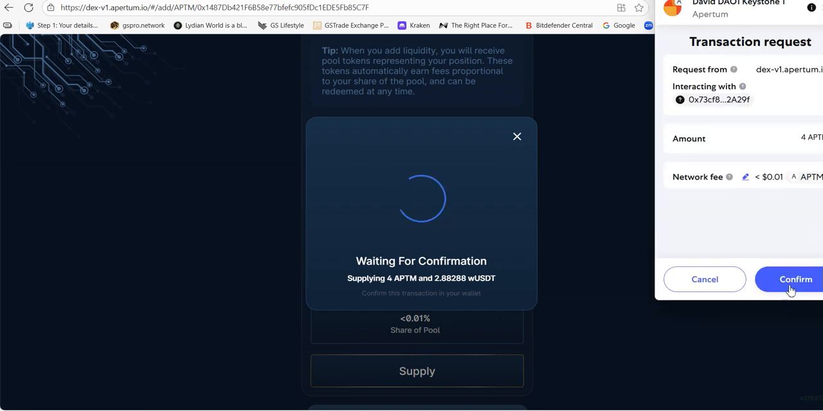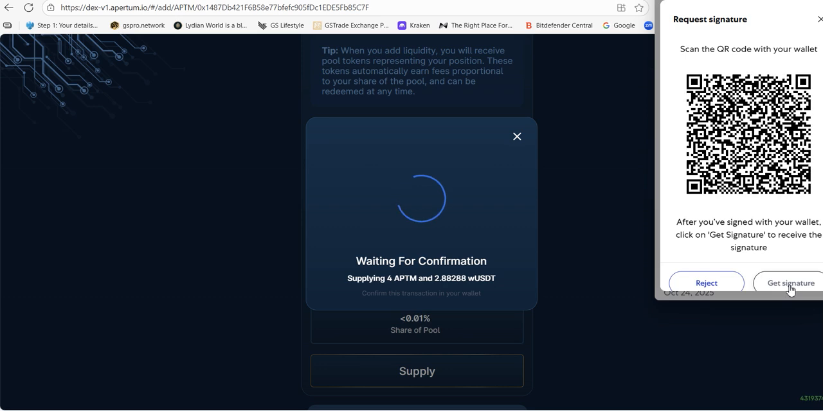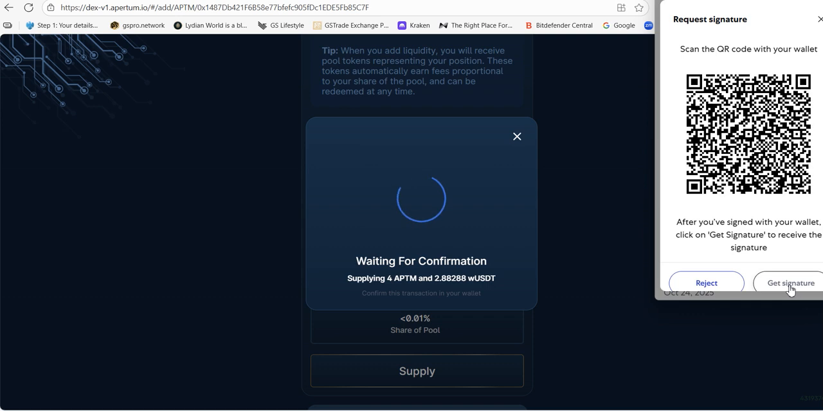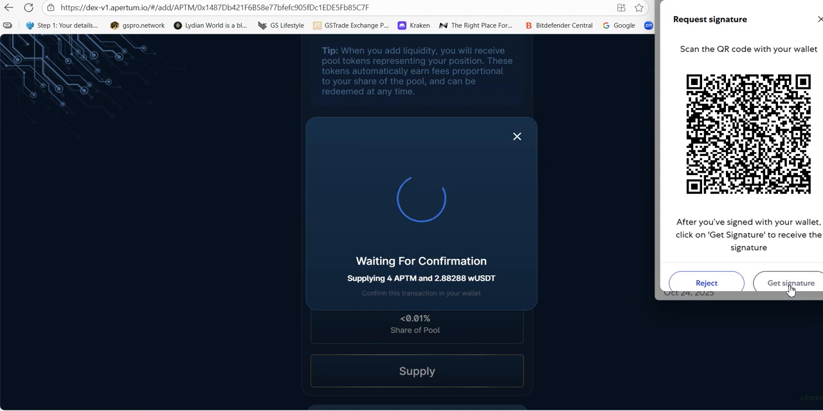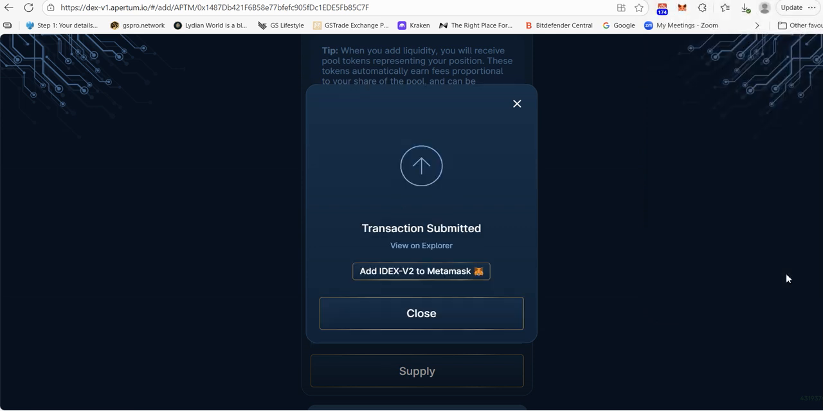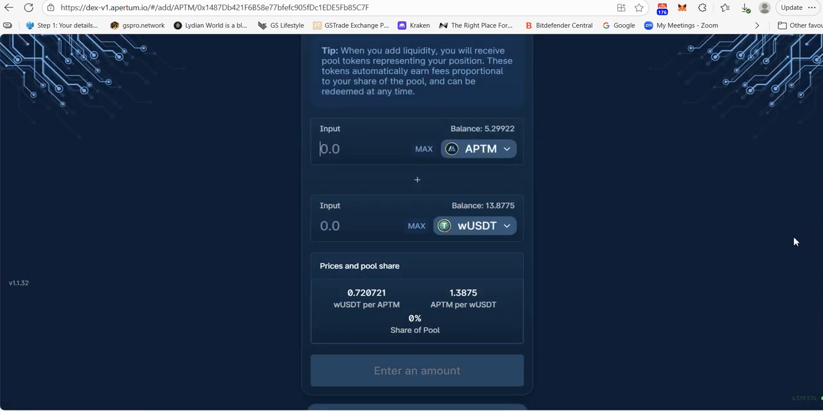I do have a little security device called a Keystone. If you don't have one, I would suggest you get one. It protects your funds. So I've just got to scan this quickly, and this protects my wallet. This is what I use. And then I'm just going to scan that. And that's how easy it is to add to the liquidity pool. Cappuccino a day effect. So I'm going to close that. And yeah, I think that's about it.